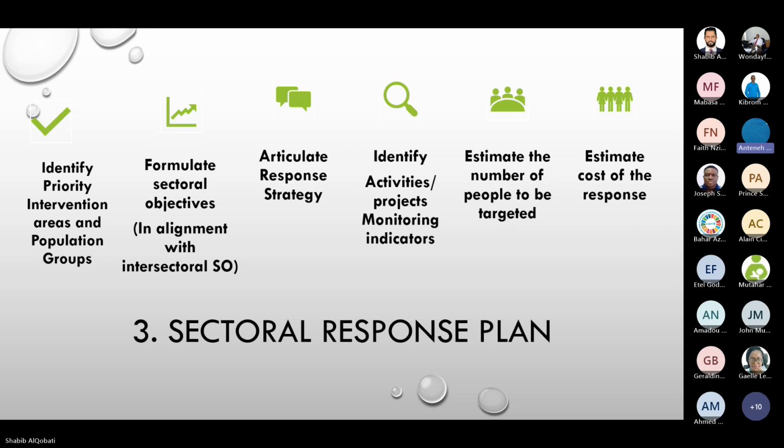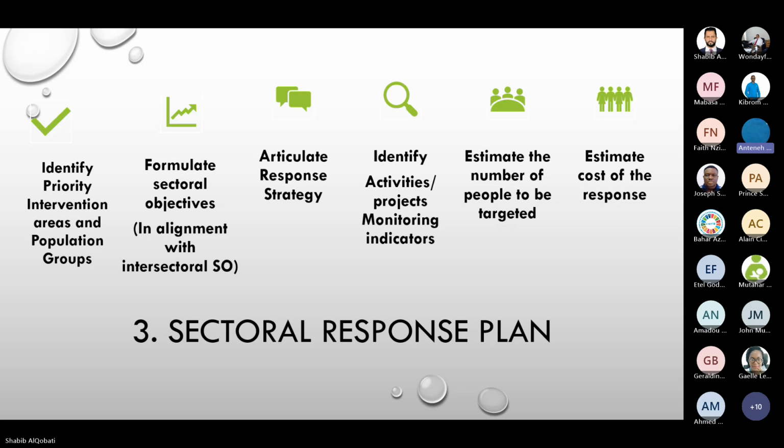I'm very sure most of you are familiar with this process. So the sectoral level response planning exercise, part of it happens at the same time as the intersectoral response planning exercise. In terms of the sectoral response plan, the sectoral aspect of the HRP, there are 6 important components that we usually focus on. One, identifying priority interventions and population groups. This is similar to defining the scope of the HRP and defining the strategic objective. It is a similar kind of exercise where we identify which areas, which population groups, and what sort of interventions are more appropriate.